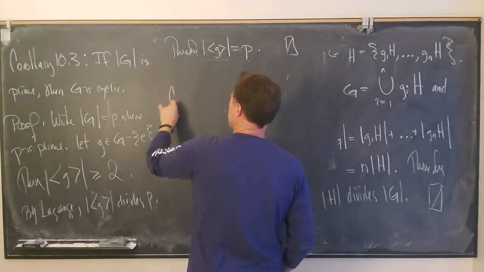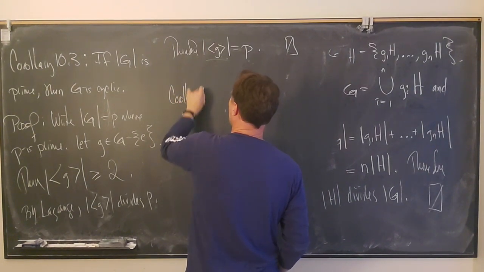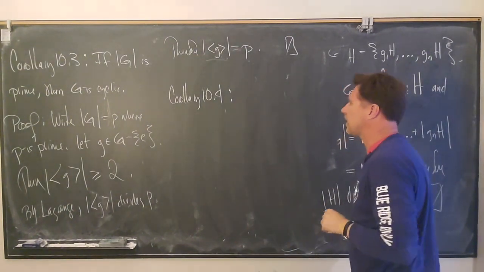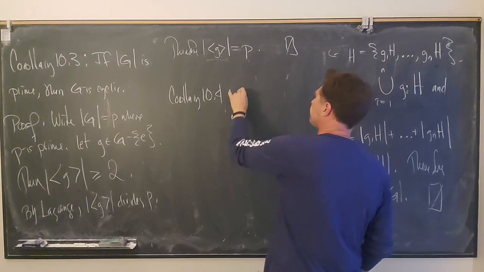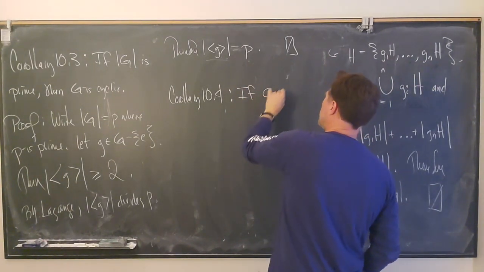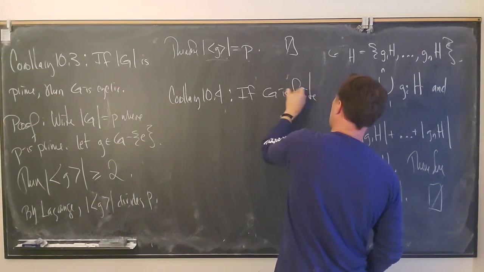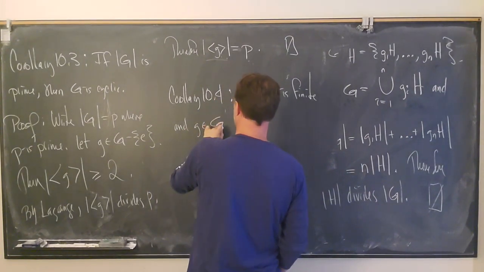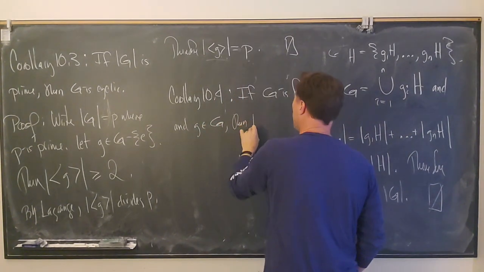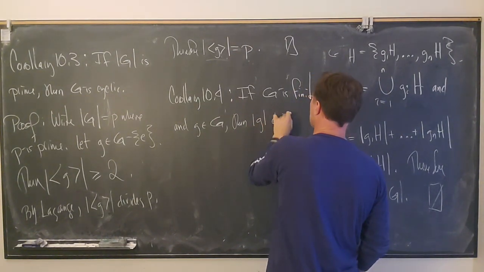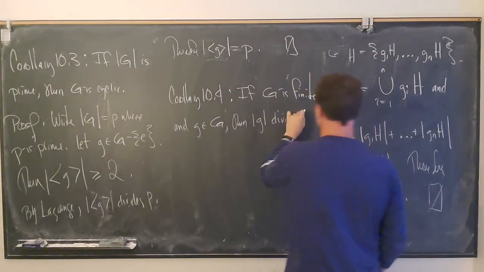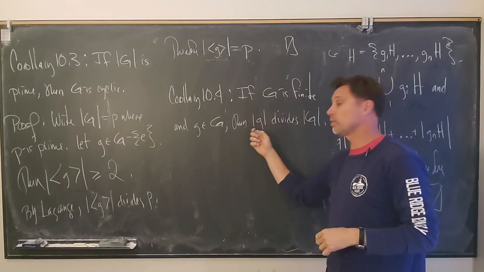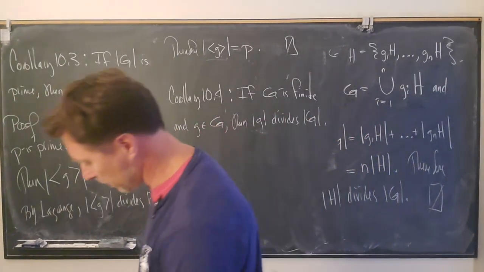Another one, and this one's sort of obvious. There's nothing to prove here. Corollary 10.4. I've kind of alluded to this previously in the cyclic case, and now we know it more generally. If G is finite and little g is an element of capital G, then the order of little g divides the order of the group capital G. That's automatic because by definition the order of little g is the order of the cyclic subgroup generated by little g.